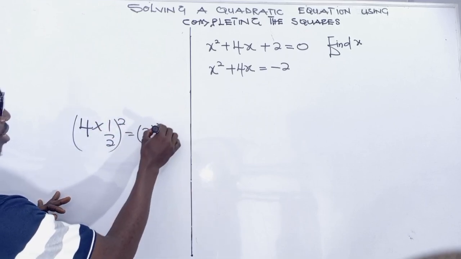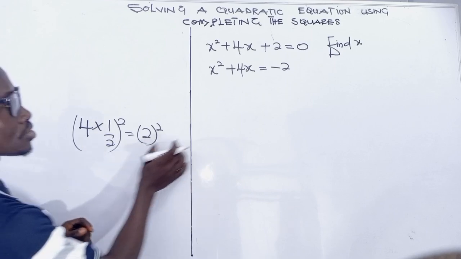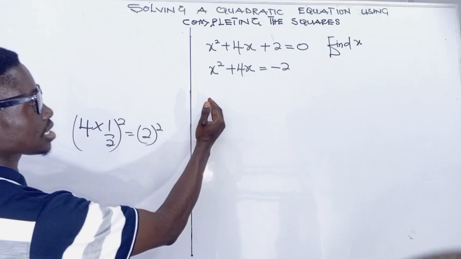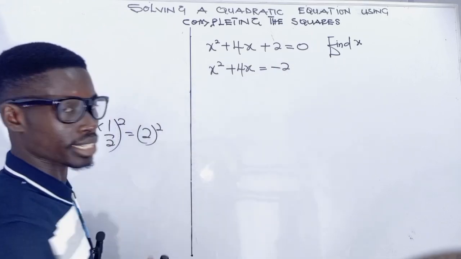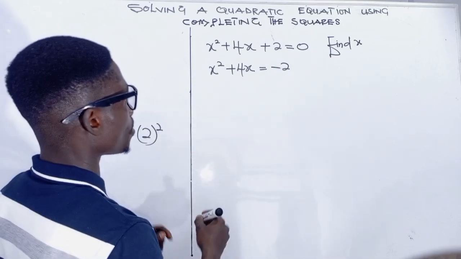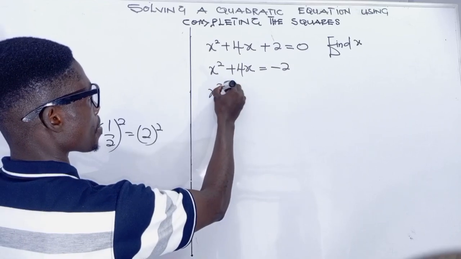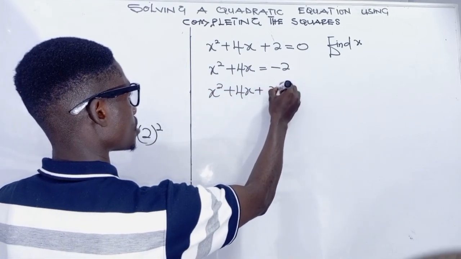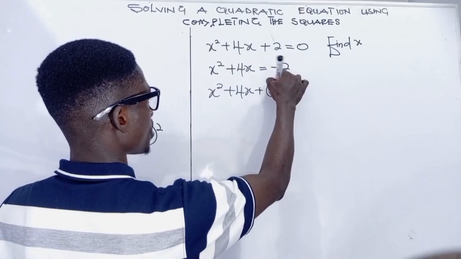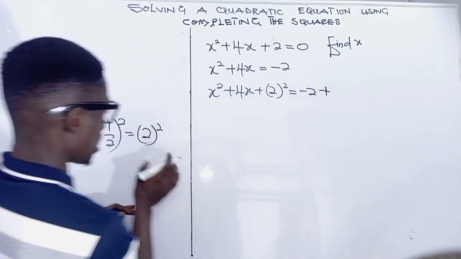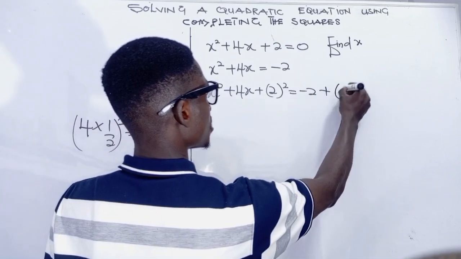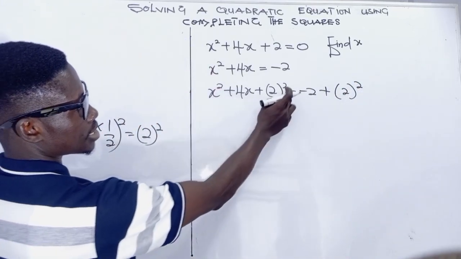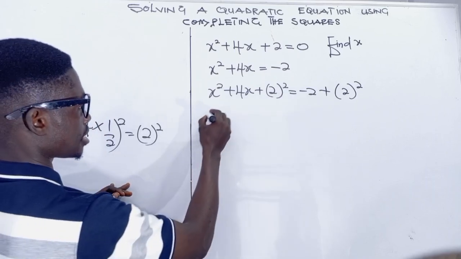2 all squared. Now once we have this, we are going to add it to both sides of the equal sign, or we are going to add it to the left hand side and at the same time to the right hand side of the equal sign. So we have plus 2 all squared, and then we have minus 2, and then plus 2 all squared. Since we are having squares, let's group the squares together.